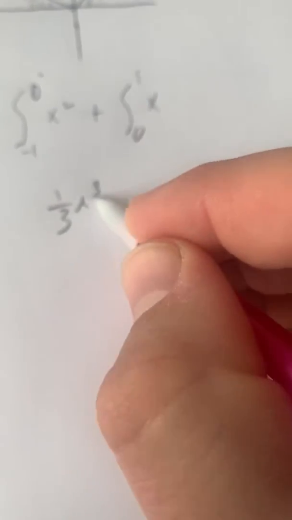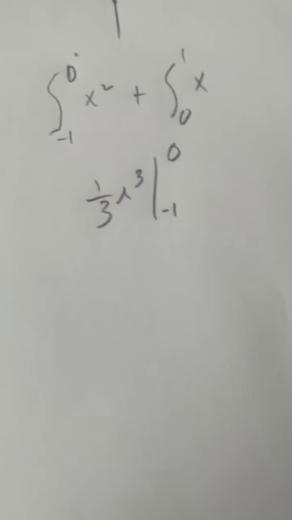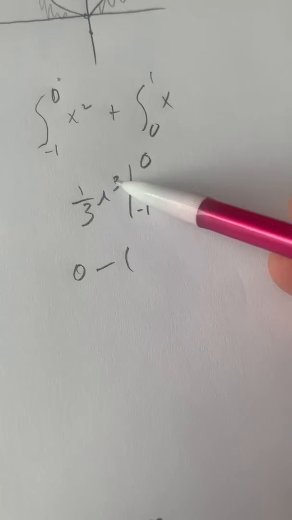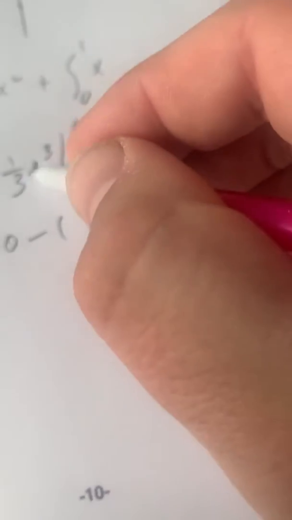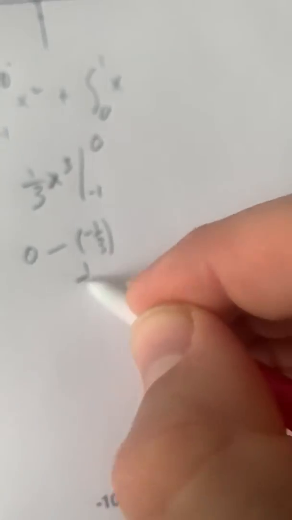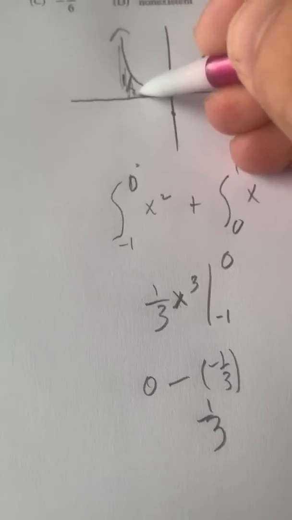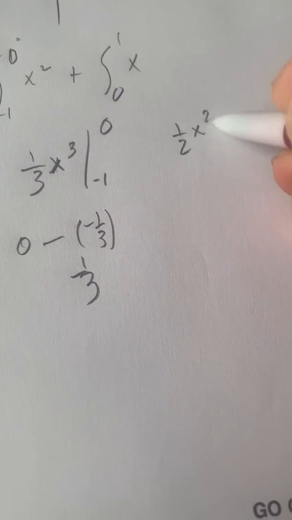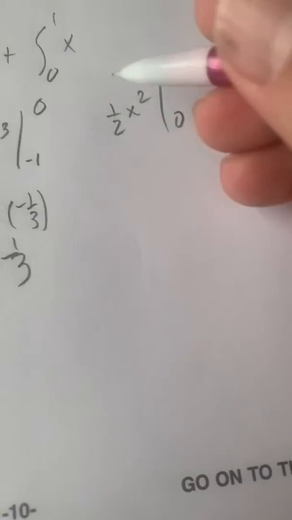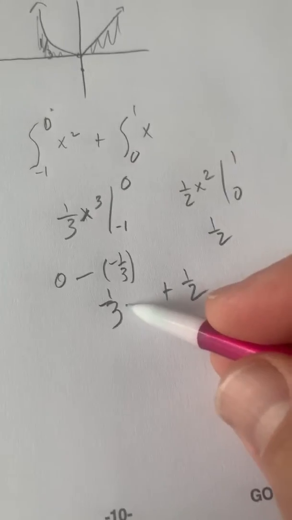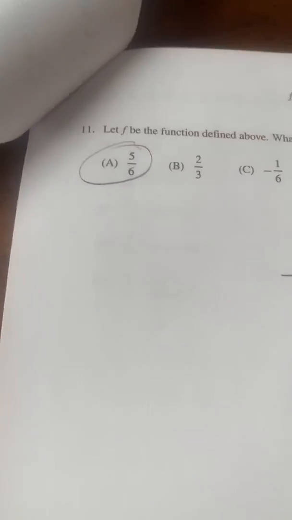So I got 1/3 x cubed evaluated from negative 1 to 0. 0 makes it 0, so I'll go 0 minus. If I plug a negative 1 in, negative 1 cubed is negative 1, so I'll get negative 1/3. So I get 1/3 for this first area right here. Okay, the second one, I get 1/2 x squared evaluated from 0 to 1. I'm only going to plug a 1 in, so I get 1/2. So we're taking 1/3 plus 1/2. So 2/6 plus 3/6 gives me an answer of 5/6.